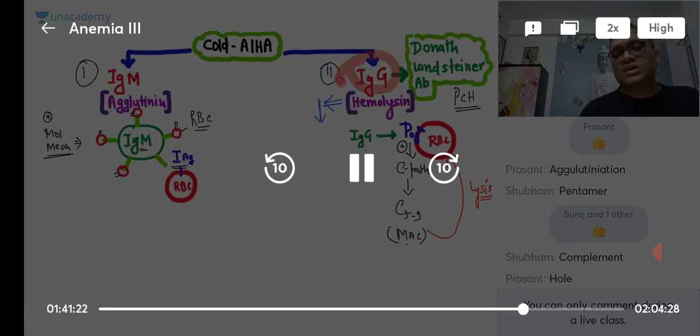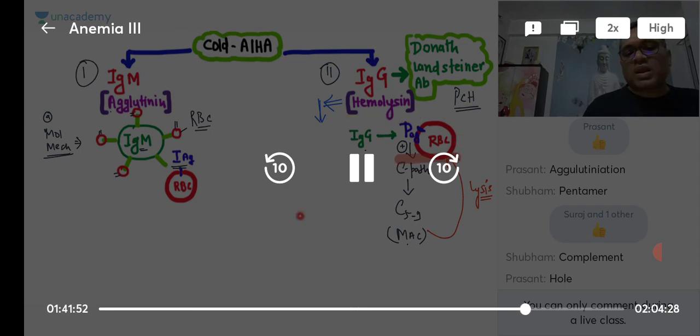Hemolysin is the IgG antibody, because when the IgG antibody attaches to the P antigen of the RBC, it will activate the complement pathway. The membrane attack complex will be formed, and this membrane attack complex is going to cause hemolysis of the RBC. That is why there is hemolysis. So is it clear? IgG antibody is the hemolysin, and it will cause RBC lysis. Clear? So that is PCH.